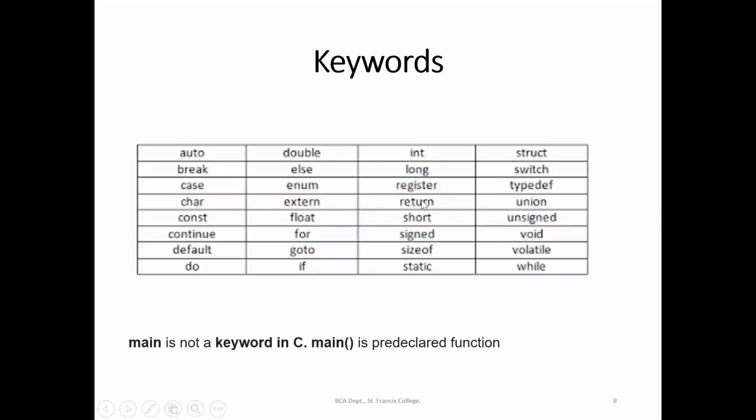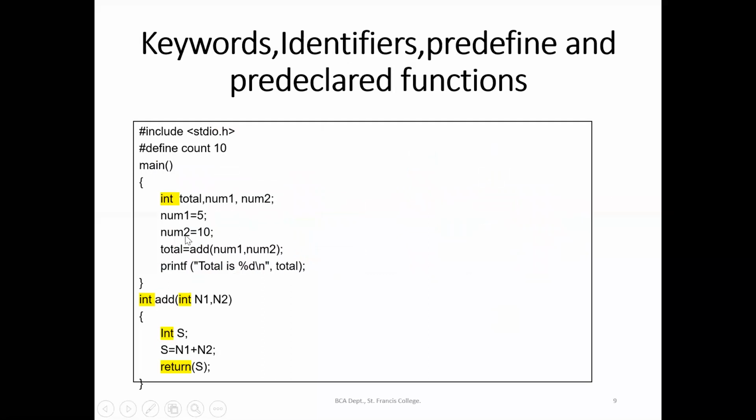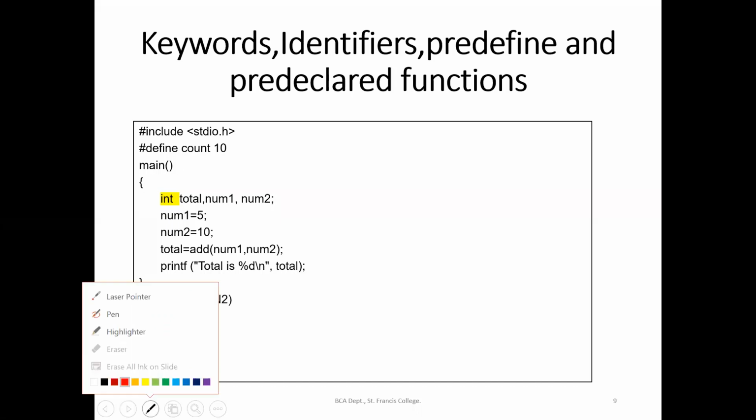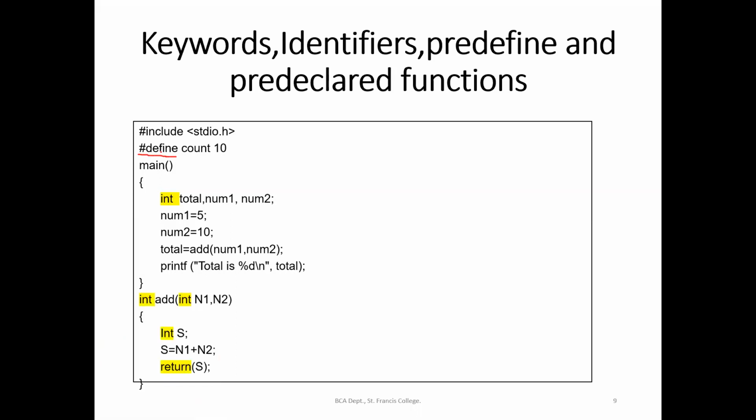So keywords are 32 keywords, and now, in this sample program which I have kept, in the first line we have hash include. What is hash include? It is a preprocessor directive, right? stdio.h is a header file. Then after that, we have a hash define. That is also a preprocessor directive. Whatever starts with a hash symbol is a preprocessor directive. We are declaring a constant over here, which we will learn later.